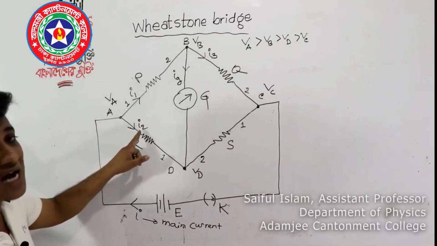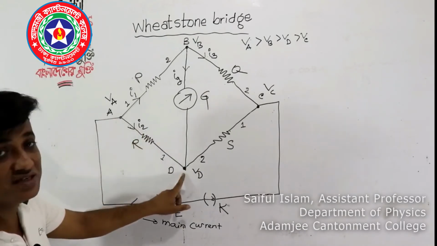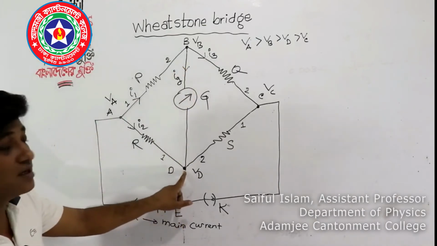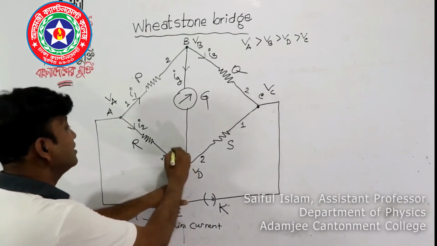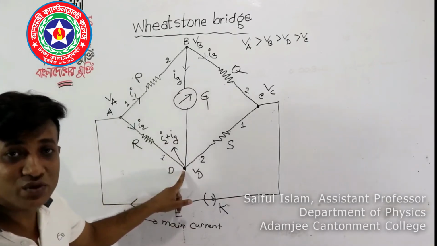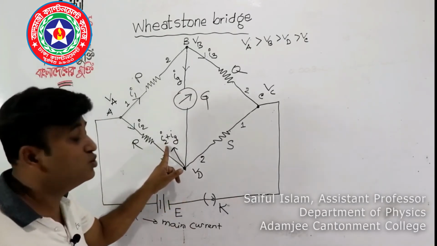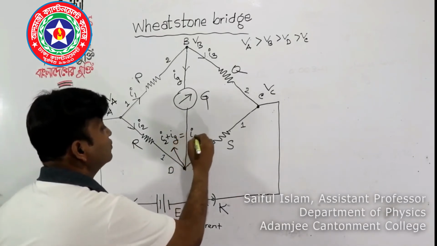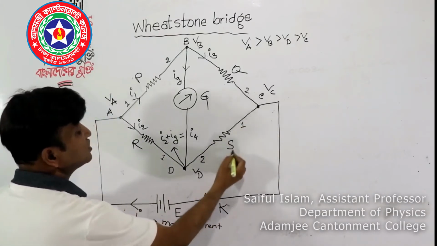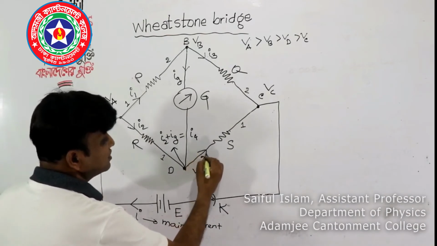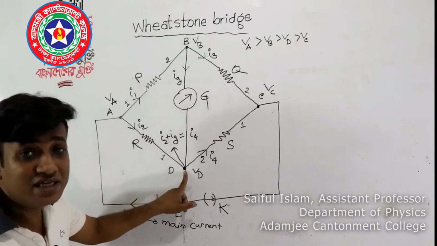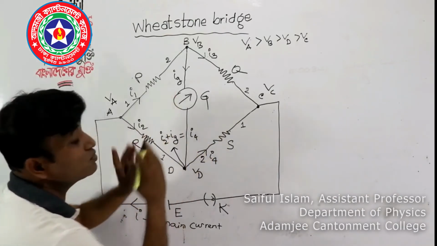Now the current I2 will reach point D. At that time the current IG will also reach point D. So at point D, I2 and IG meet together, and we consider the summation of I2 and IG as I4. This I4 will flow from D to C across the resistance S. So this current is I4. When the current I4 reaches point C, it will not divide into two paths.